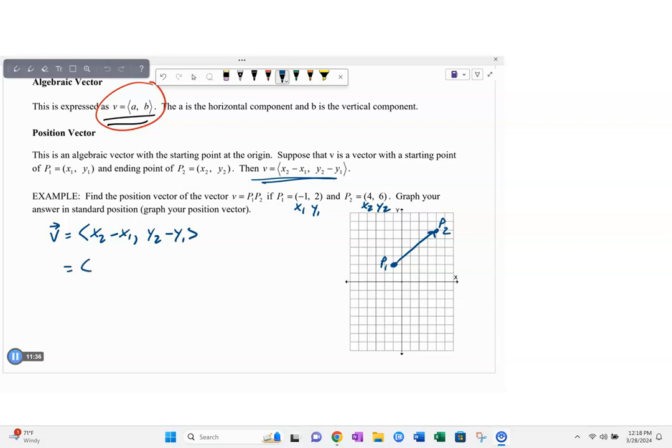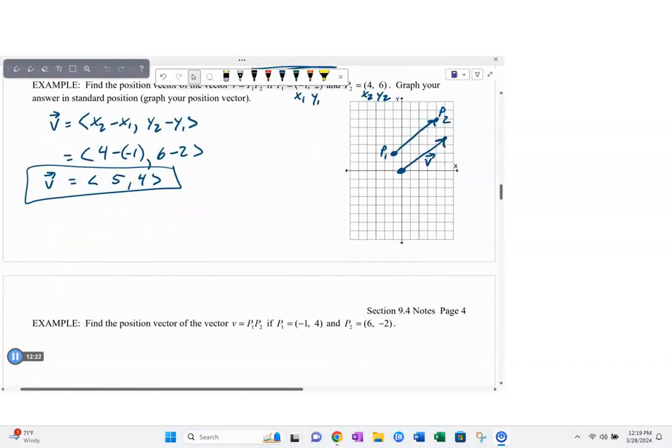And so x2 is 4, right? So I have 4 minus a -1, comma, and then the y2 is 6 minus 2. So the position vector, 4 plus 1, I got 5, comma, 4. Here's my position vector v. Well, if I plot 5, 4, 1, 2, 3, 4, 5, 1, 2. Can you see how there's my position vector that starts at the origin and then hits that spot of 5, 4. So these are equivalent vectors, but that one's the position vector displayed there on the graph, okay?